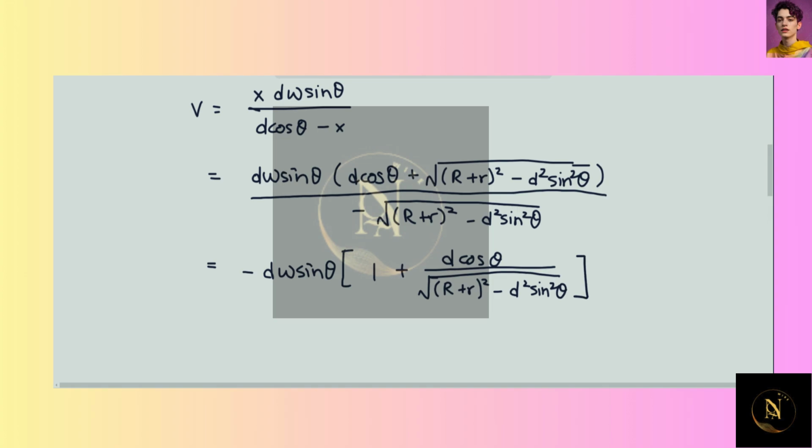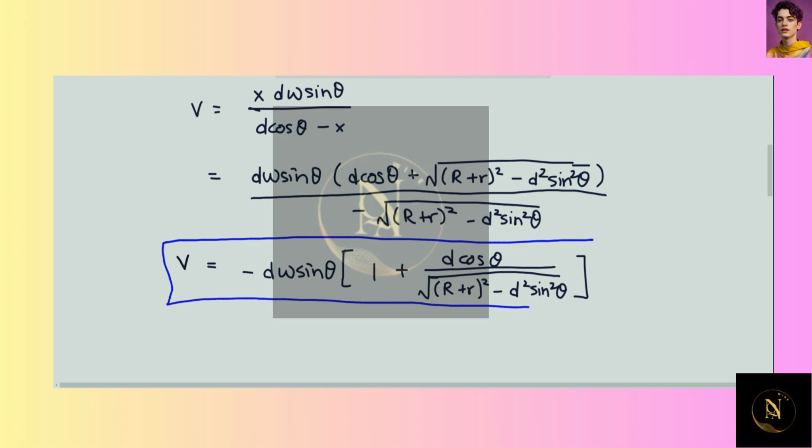Here the v is negative, and it's consistent with what we know in this diagram. We know that the x is to the right, and the v is to the left. This is consistent with the setup of the problem.